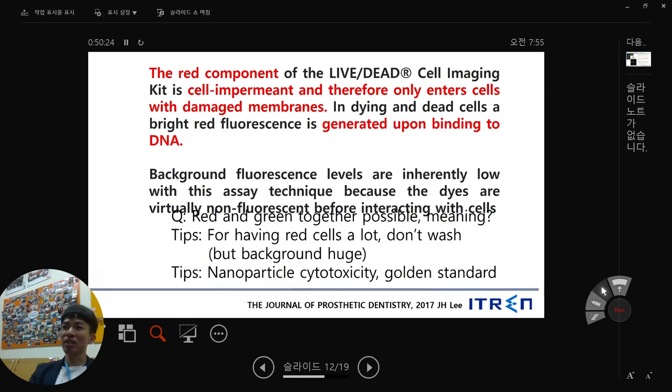For nanoparticle toxicity, live and dead is the gold standard. You should not believe CCK. Okay? Because your hand is already horrible. Live and dead is the gold standard. That is why I continuously tell you, show me live and dead. Okay?